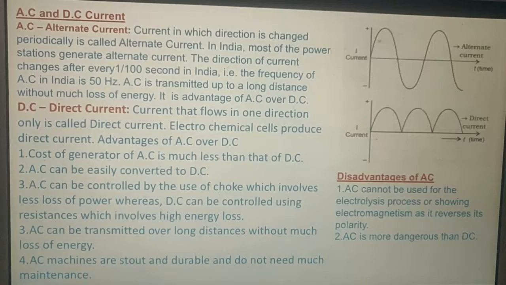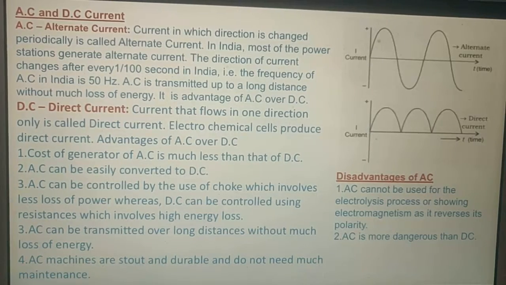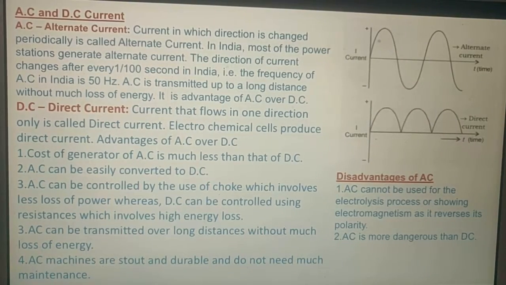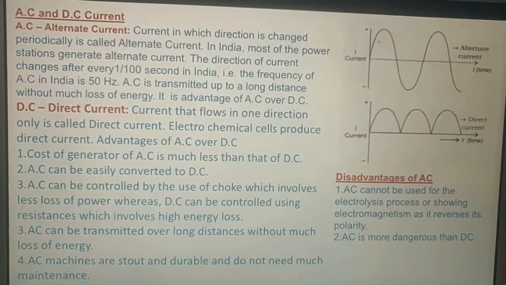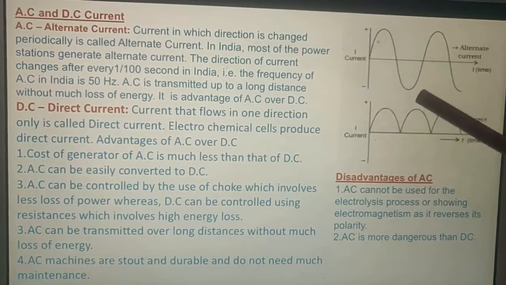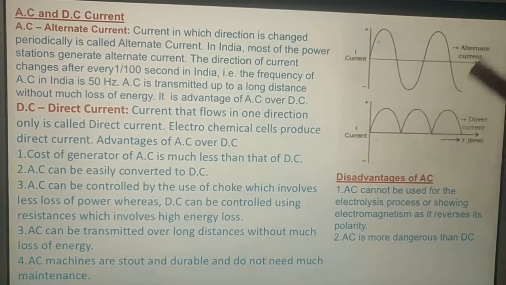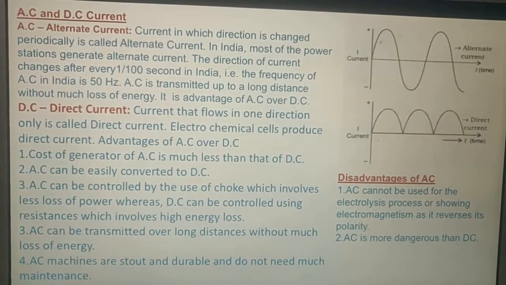But there are certain disadvantages. AC cannot be used for the electrolysis process or for showing electromagnetism, as it reverses the polarity. AC is more dangerous than DC. Here is the wave of the AC. 50 times it is moving up, and 50 times the direction is changing. But here the direction is continuously unidirectional.